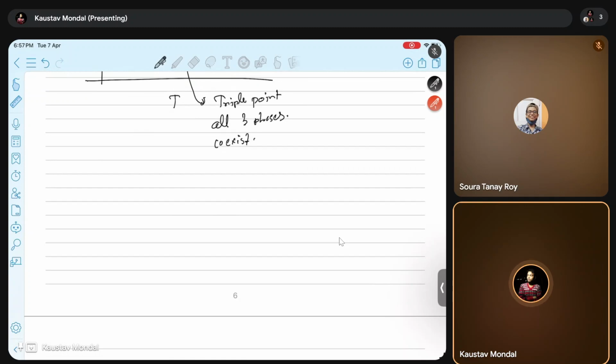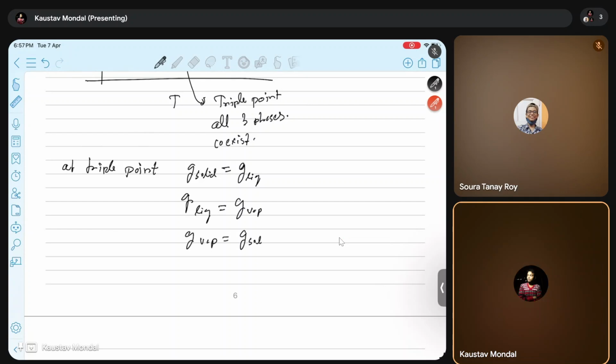As we have discussed, at the triple point all the three phases coexist. So G solid will be equal to G liquid, G liquid will be equal to G vapor, and G vapor will be equal to G solid. Since solid, vapor, and liquid three phases coexist with each other, this is the condition of coexistence, like the Gibbs energy for each of the phases should be equal to each other.